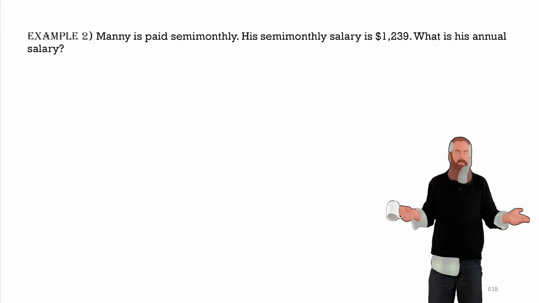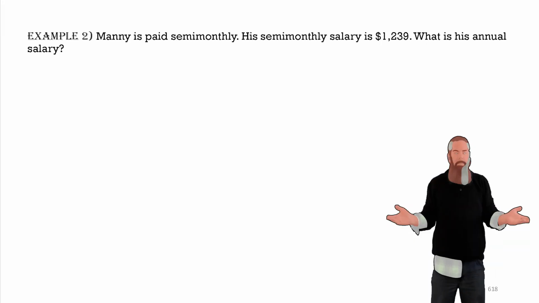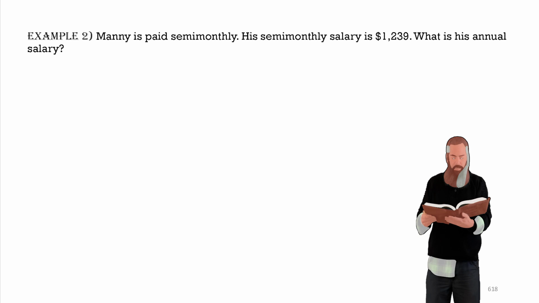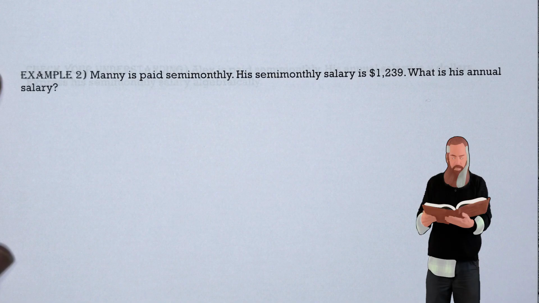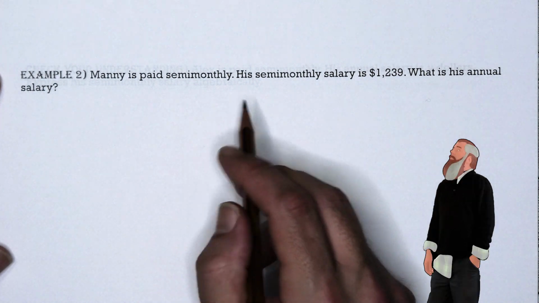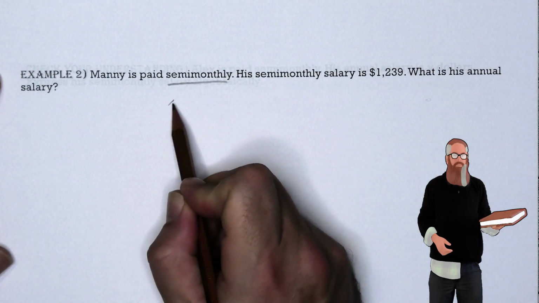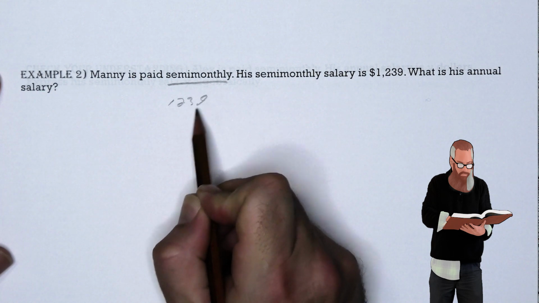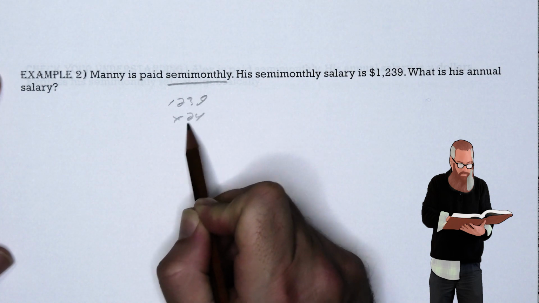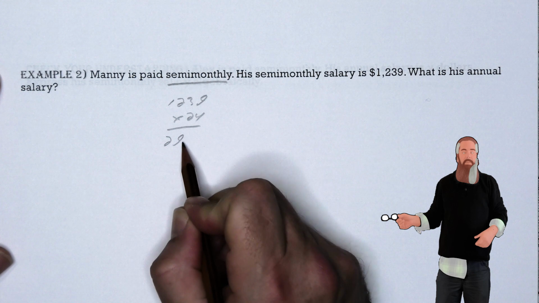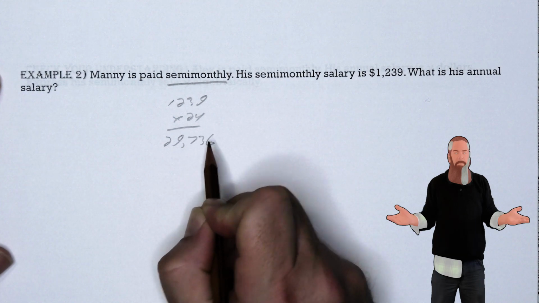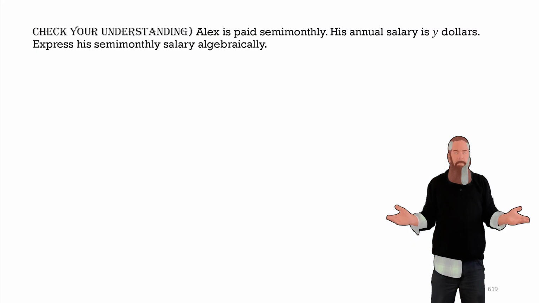Manny is paid semi-monthly. His semi-monthly salary is $1,239. What is his annual salary? So we need to remember that Manny is going to receive 24 checks, and that's because we're looking at semi-monthly. So we can take 1,239 and multiply that by 24 to get $29,736. Let's check our understanding.